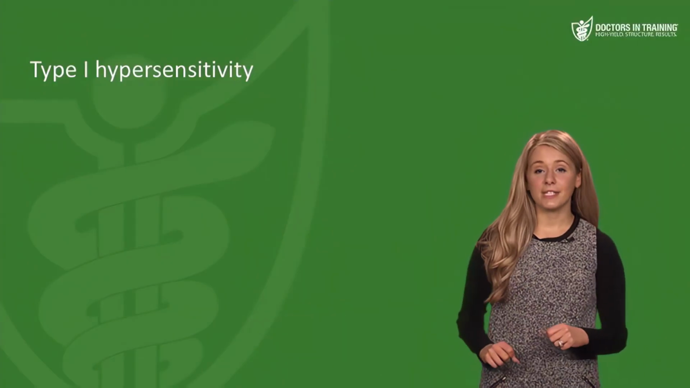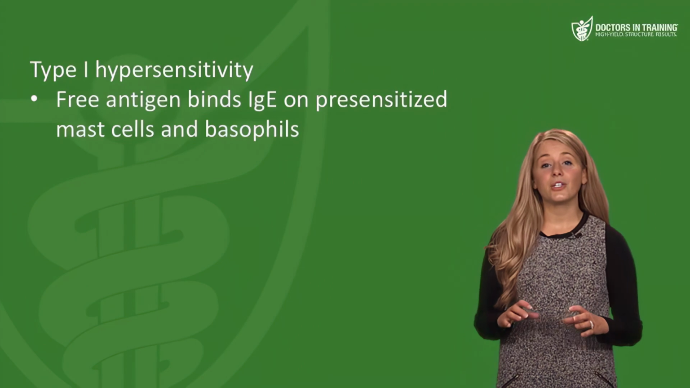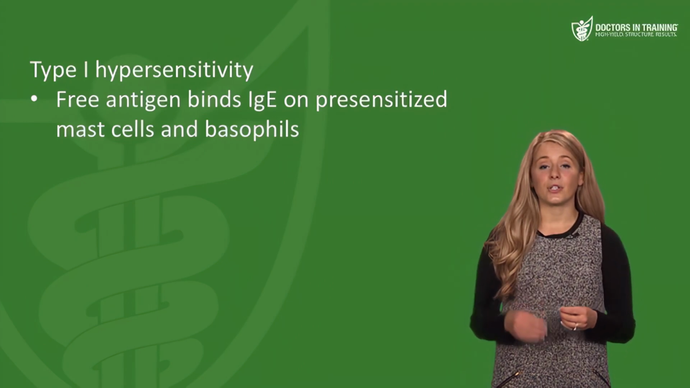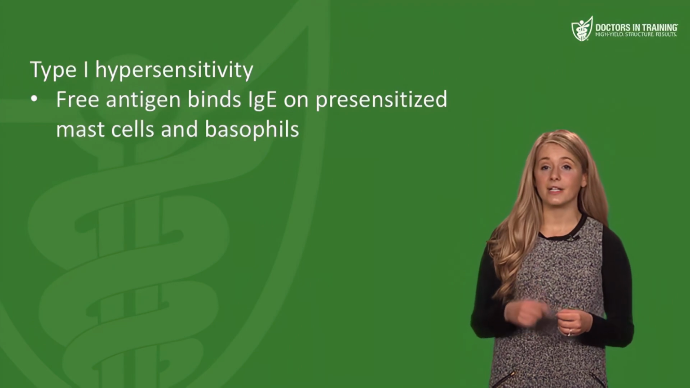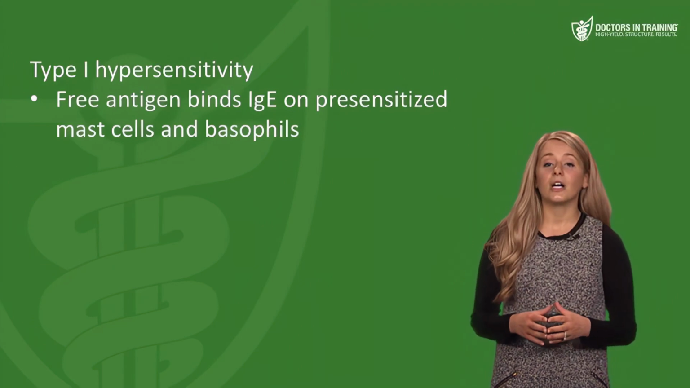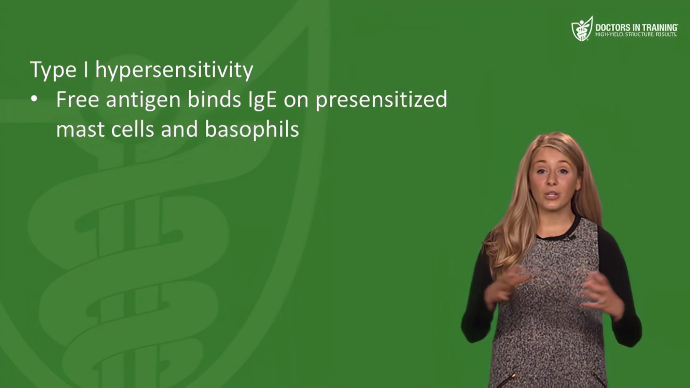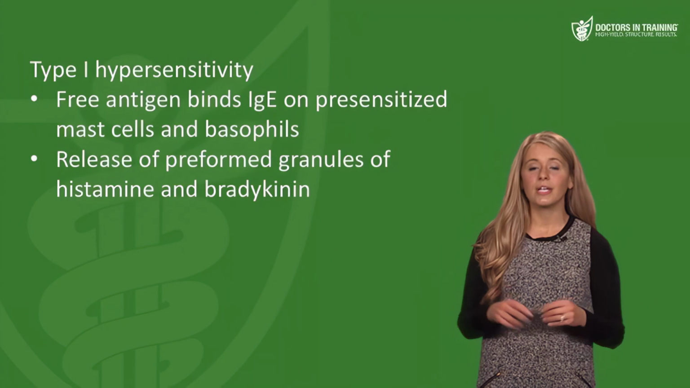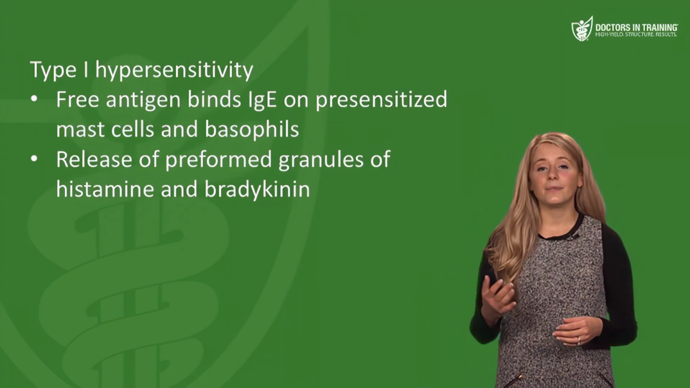Type 1 hypersensitivity occurs when free antigen in the blood or on the mucosa binds to IgE on the surface of pre-sensitized mast cells and basophils, and that causes those mast cells and basophils to degranulate and release preformed molecules of vasoactive chemicals like histamine and bradykinin.